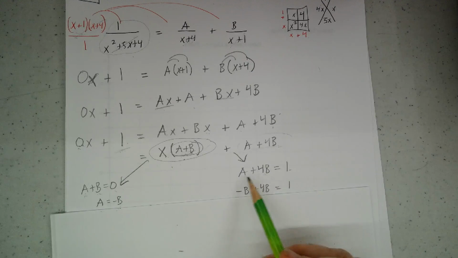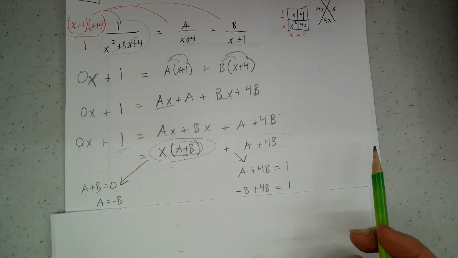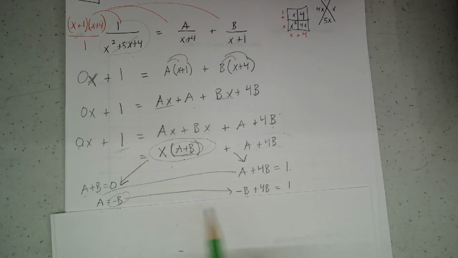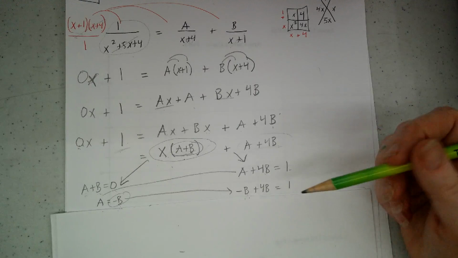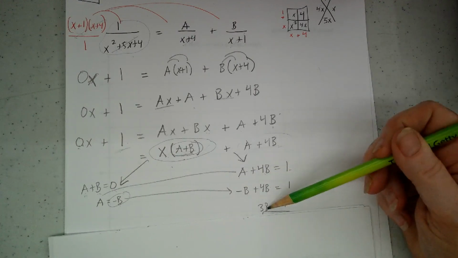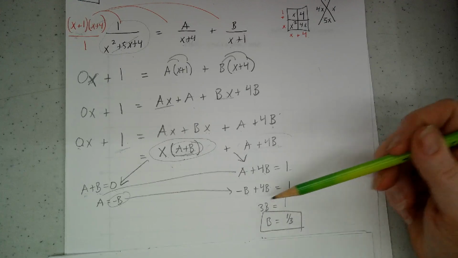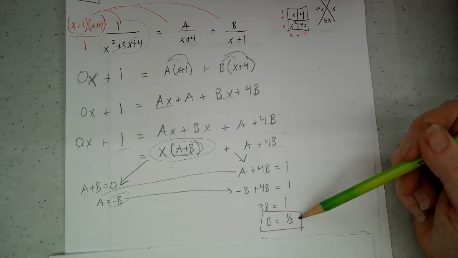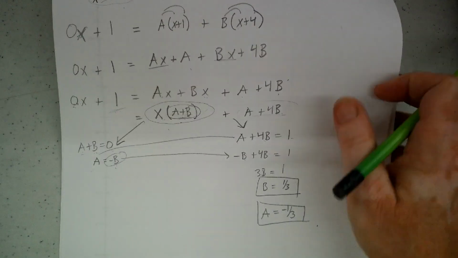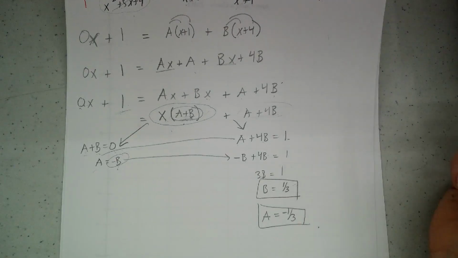And then I thought that substitution is very nice in this case, so I substituted negative b in for a. And then I said negative b plus 4b, well, that's 3b, and that's equal to 1. So if I divide both sides by 3, b is 1/3. So now I have b. And I know that a equals the opposite of b. So a is negative 1/3. And that's actually the answer for a and b.